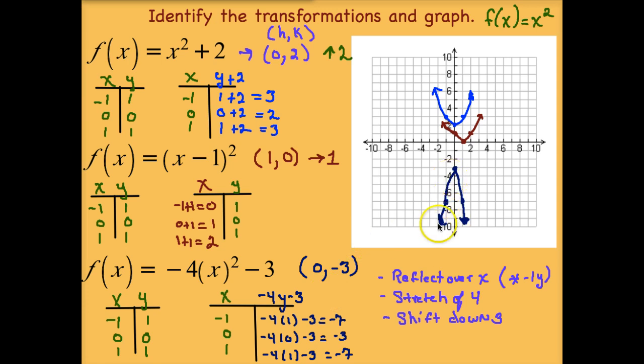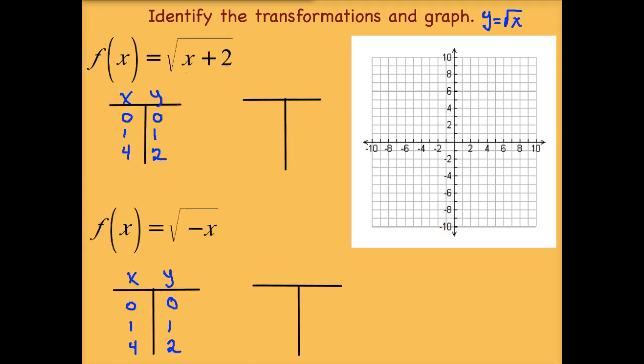Notice on our graph that our vertex is indeed at 0, negative 3. You can see that we reflected over x. It is steeper, therefore the stretch of 4, and we did shift down 3. It's important to always check your work against what you identified as being the transformations. Let's look at a couple more.